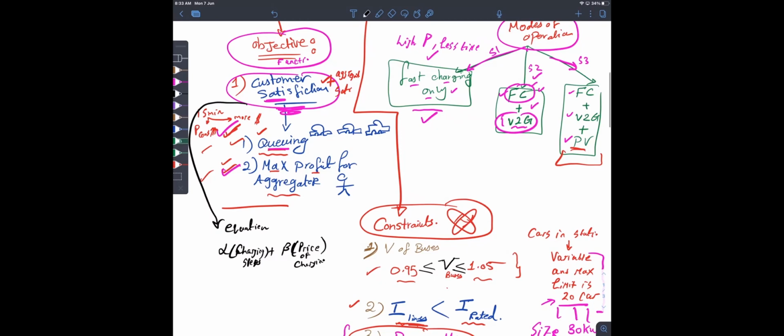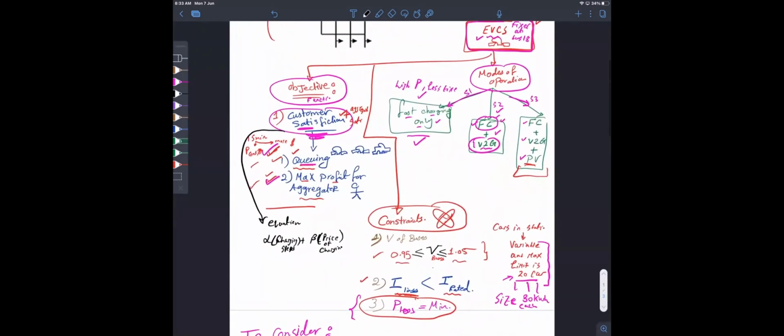So I need some further details for the size of cars and the equation you wrote here: charging station, price of charging, queue. These things will make it easy for me to calculate. I'm looking for proper quantification for these parameters.